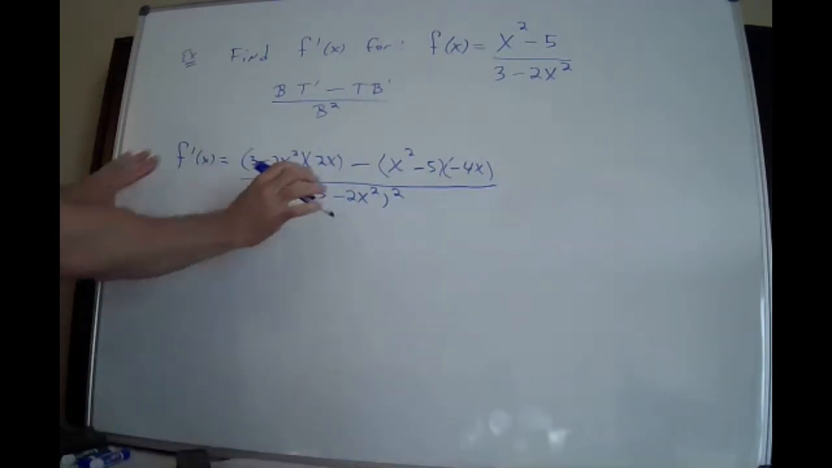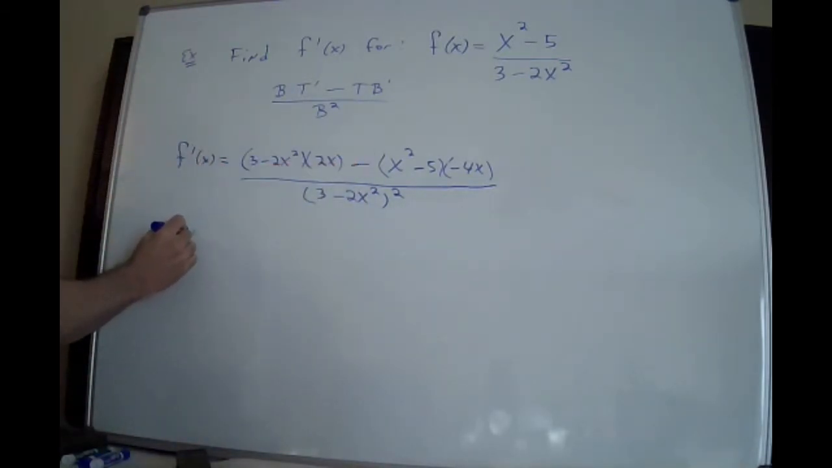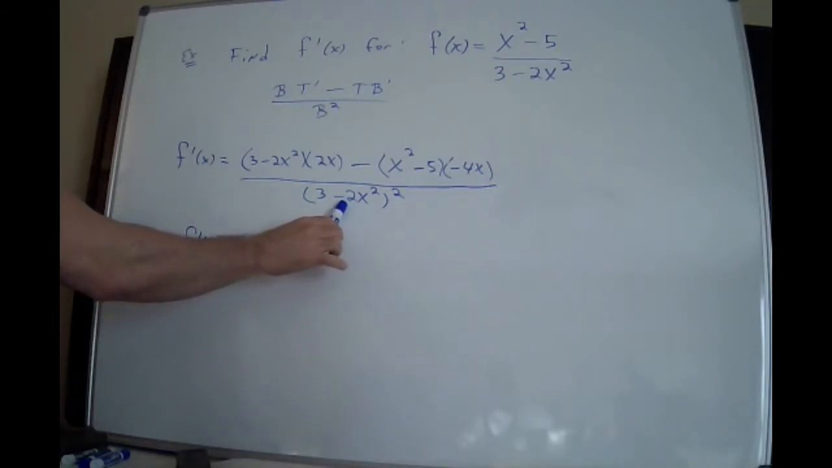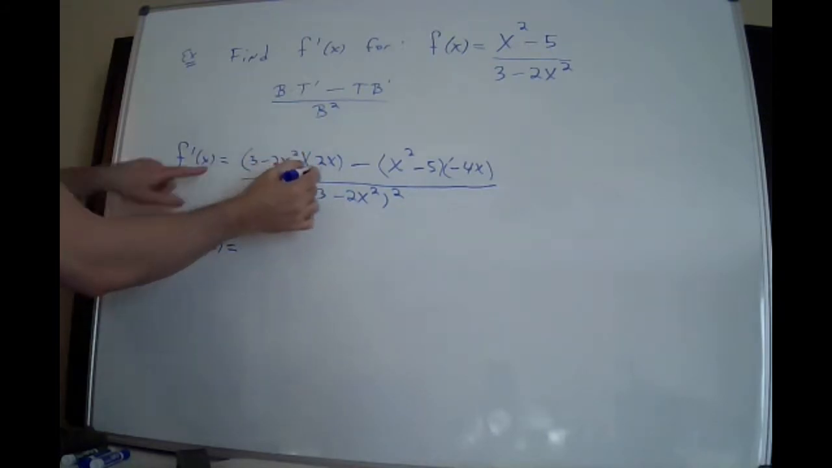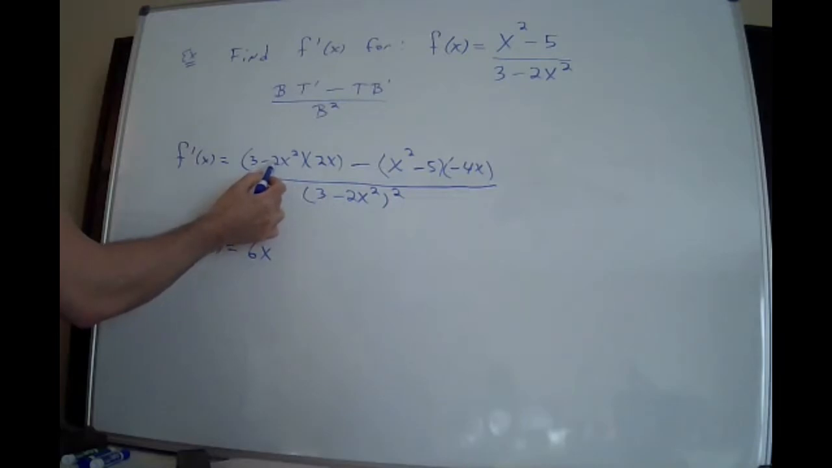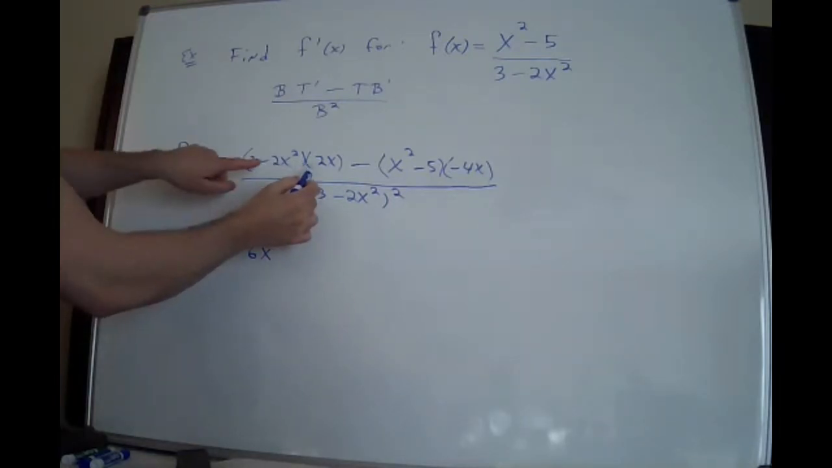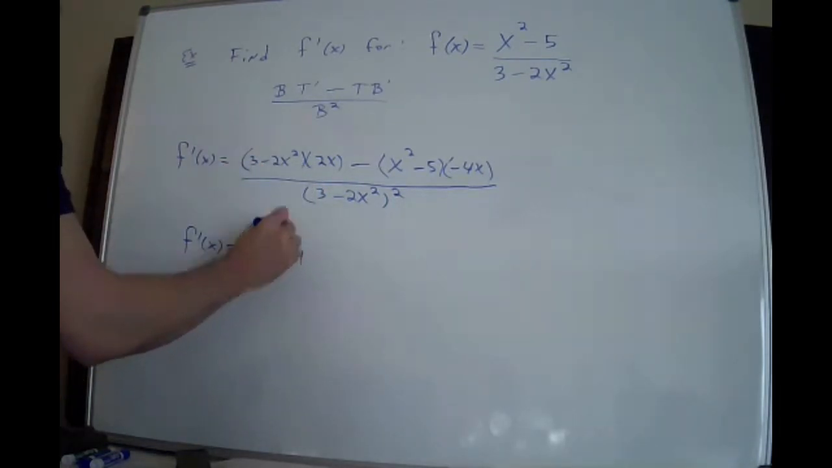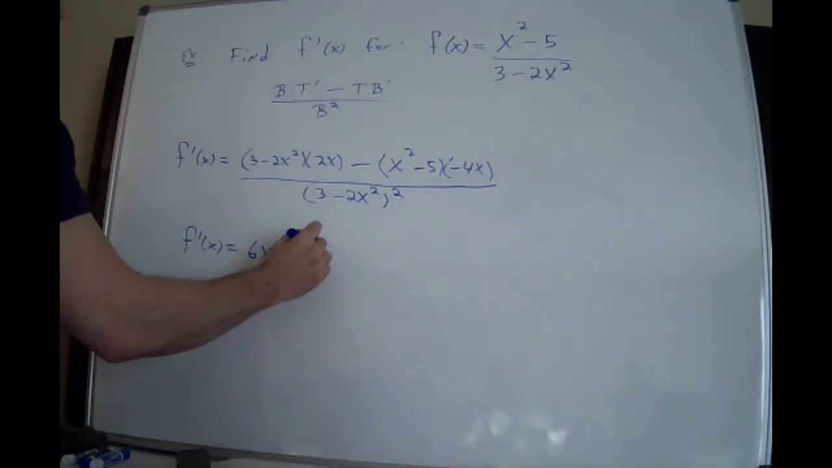Now, I can simplify this, and you need to also. I'm not going to multiply the bottom out because there's no need to. I'm going to distribute this 2x. 2x times 3 is 6x. 2x times negative 2x squared: 2 times negative 2 is negative 4, and then I have x squared times x, which is x cubed.